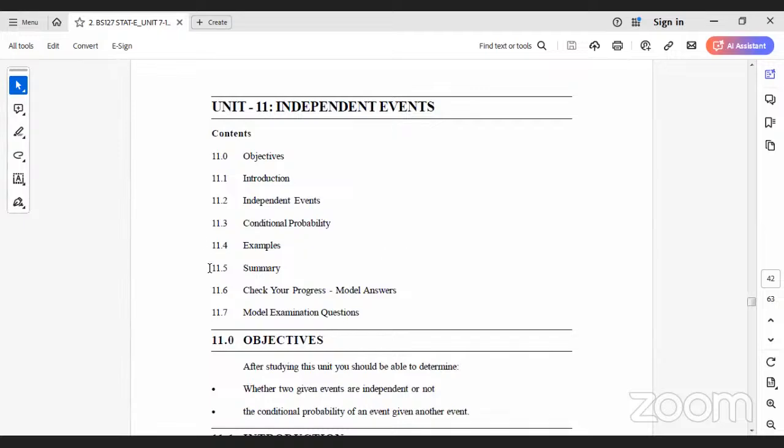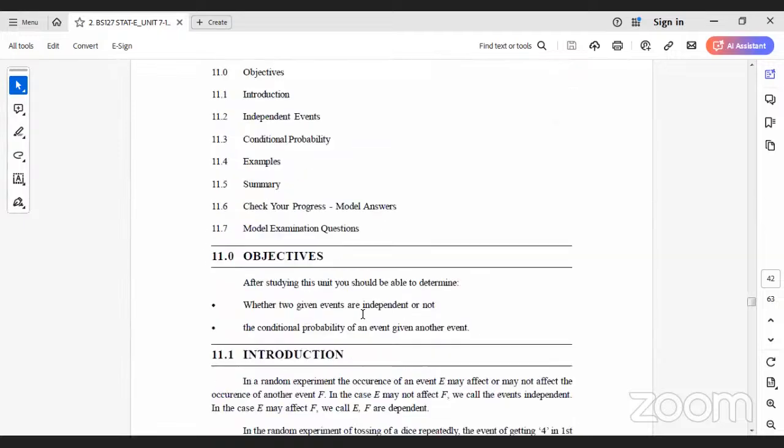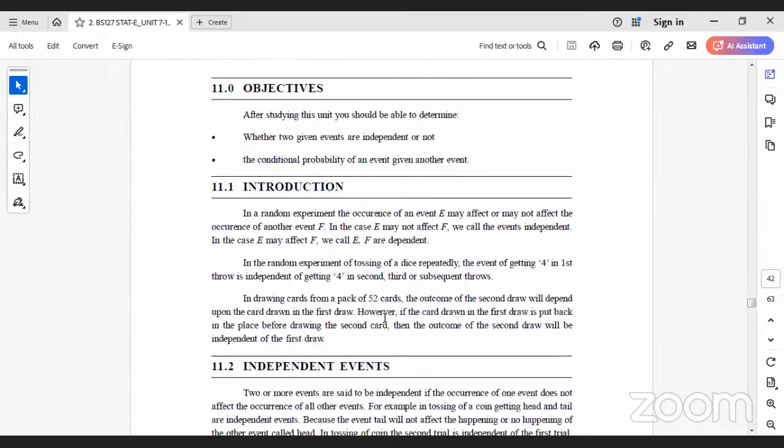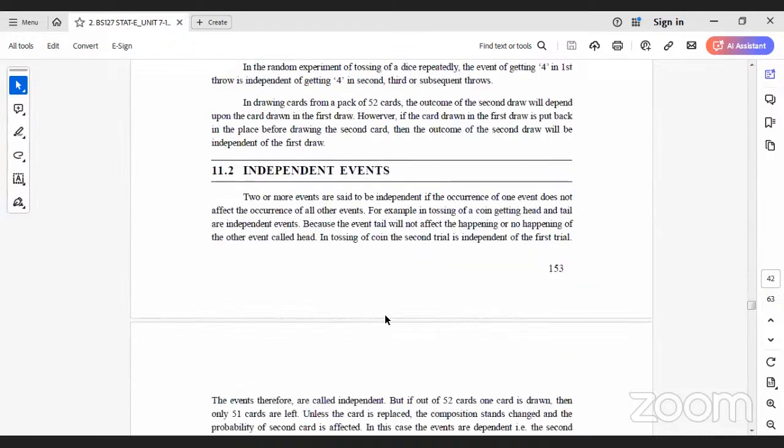So next unit, independent events. Two or more events are said to be independent if the occurrence of one event does not affect the occurrence of the other events. Tossing a coin, getting head and tail are independent events, because the event tail will not affect the happening or non-happening of the other event, head. In tossing a coin, the second trial is independent of the first trial.